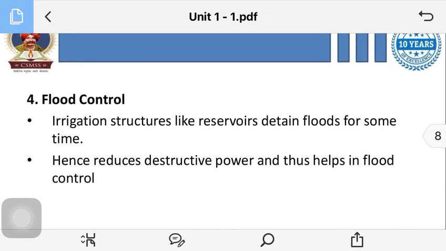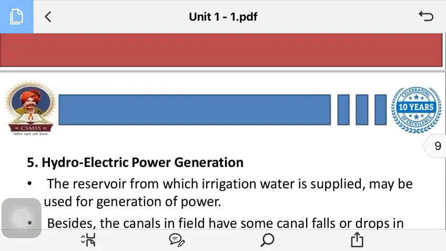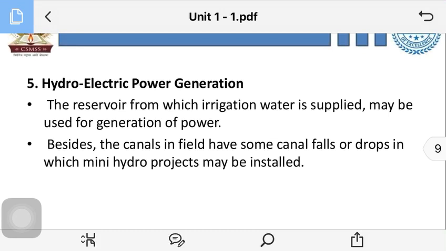Fourth is flood control. Irrigation structures like reservoirs detain floods for some time, hence reduce their destructive power and thus help in flood control. Fifth is hydroelectric power generation. The reservoir from which the irrigation water is supplied may be used for the generation of power, and besides, canals in fields have some canal falls or drops in which mini hydro projects may be installed.